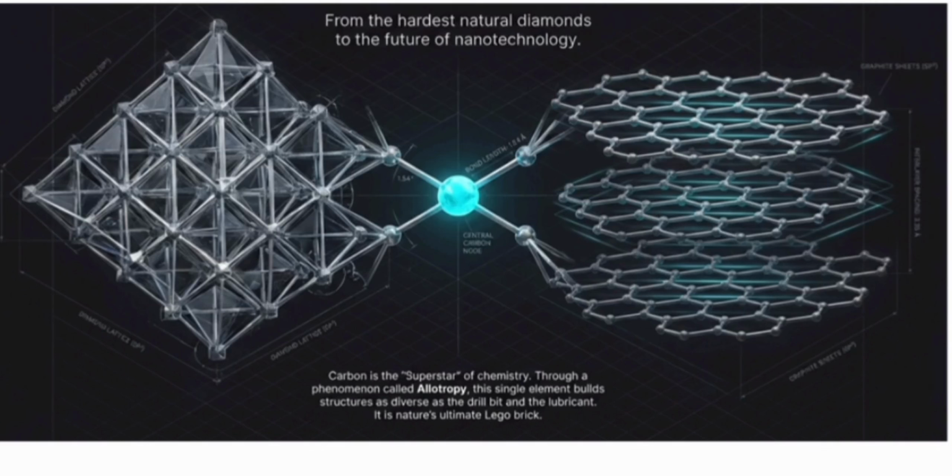So how is it possible that a soft, gray pencil lead and the hardest, most brilliant gem on Earth can be made of the exact same thing? We're talking about just carbon atoms. Today, we're going to unpack the incredible tale of diamond and graphite and see how their structure is literally their destiny. Let's break down how this all works.